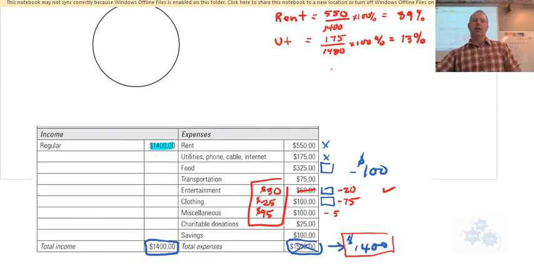Okay? All right, so your job now is, we've done the first two. So do you guys do the rest of these? And I want you to come up with percents for each of those, and go ahead and just get some practice on that on your own.